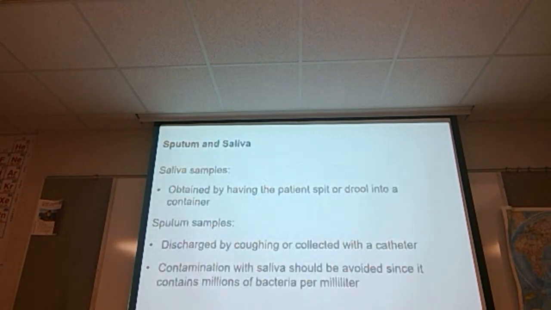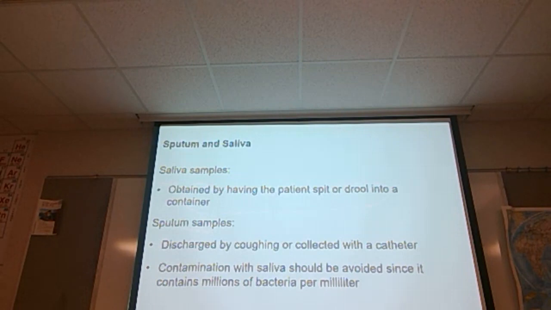Sputum and saliva. These are saliva samples. They're obtained by having the patient either spit or drool into a container. If you've ever done the 23andMe or any of those types of home DNA tests where you can find out your heritage, many of those will contain a sterile tube that you are told to spit in. It'll have a line on the bottom of the tube, and it'll say to fill it to that point with spit. But that would be a saliva sample. Sputum is discharged by coughing or collected with a catheter. Saliva is going to be stuff that's in your mouth, whereas sputum is going to tend to be more down in your lungs, in your trachea, etc.